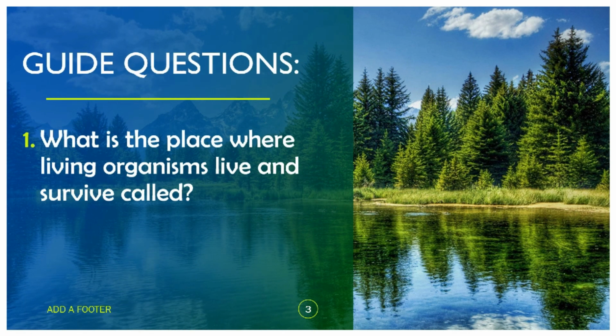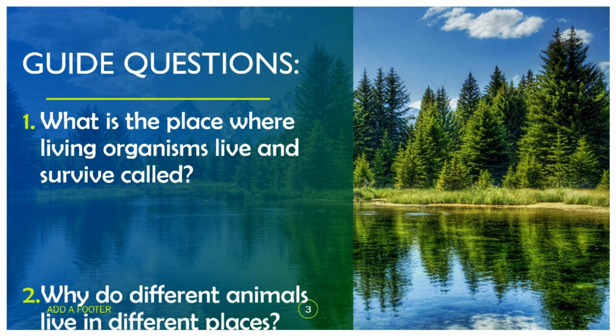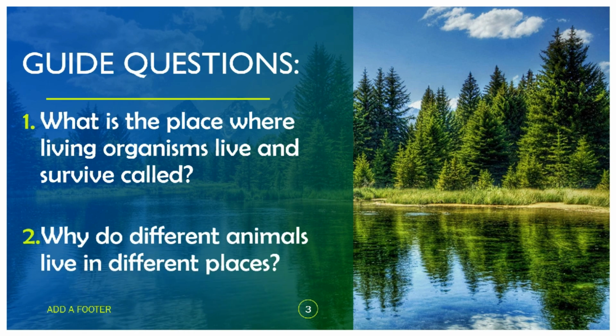First question, what is the place where living organisms live and survive? Okay, what is your answer? Alright, that's correct. It is called a habitat. Number 2, why do different animals live in different places? Okay, that's correct. Because different animals can survive in different places.